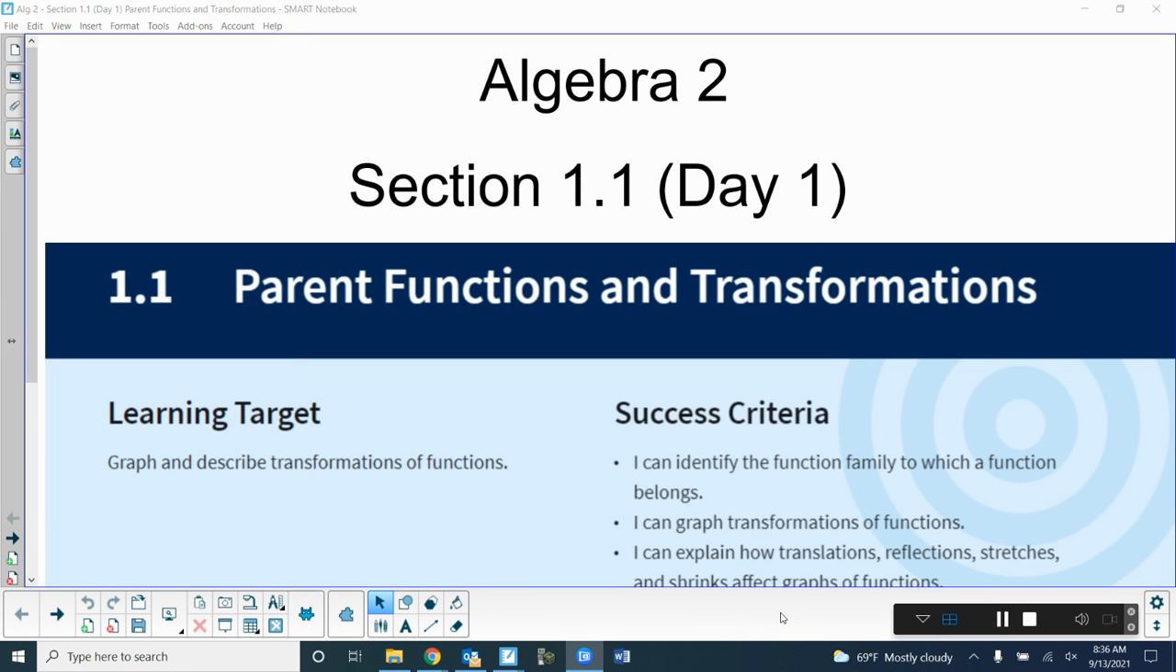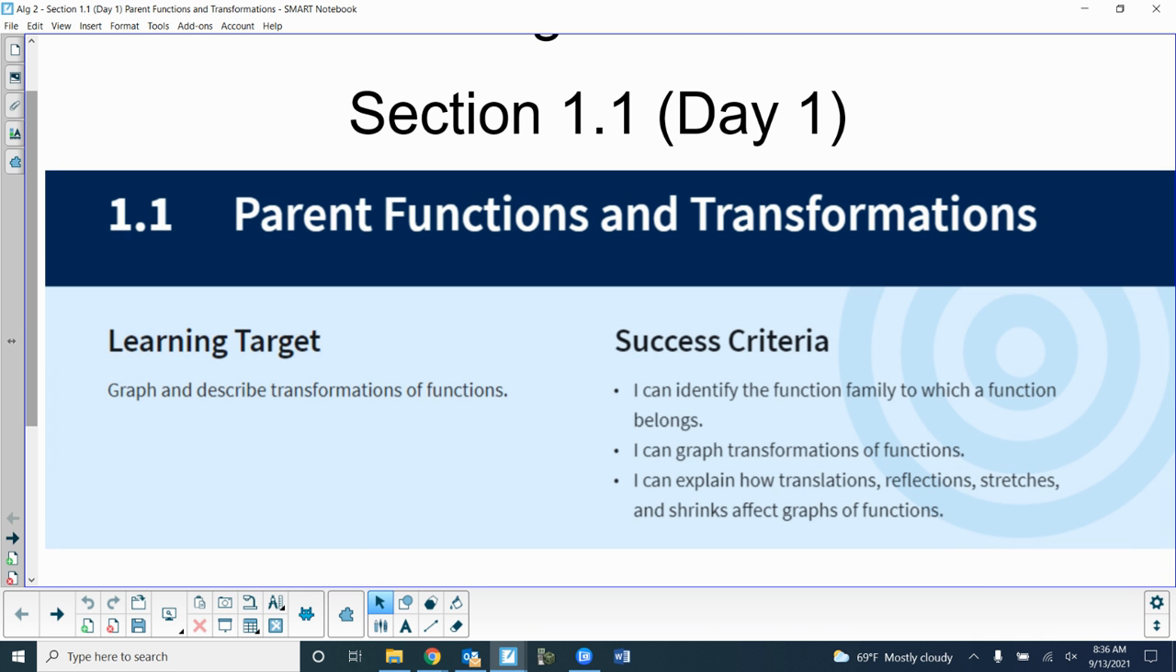All right, so these are our learning targets we talked about. Okay, we'll graph and describe transformations of functions. And then I think you guys are pretty good at which family it belongs to, right? What were the families? Linear, quadratic, absolute value. Well, those we didn't really worry about. That was one, but constant was the fourth of the main ones, right? Okay. And then we have to graph some transformations.